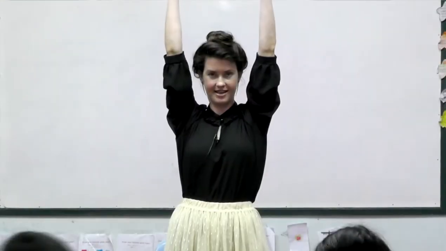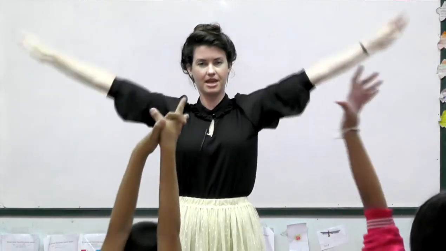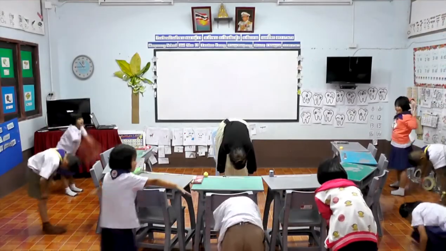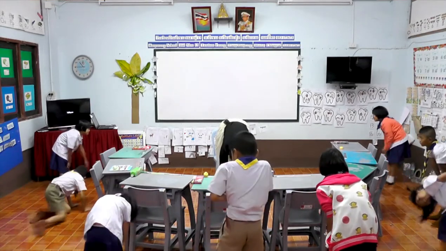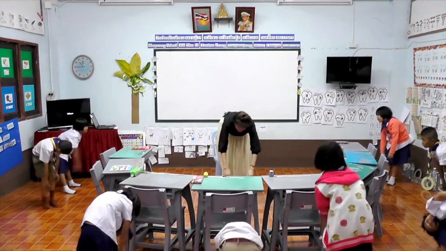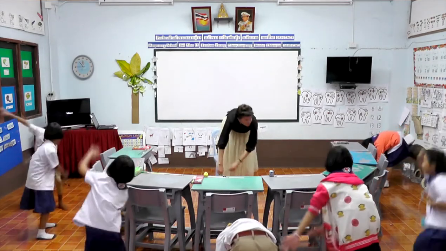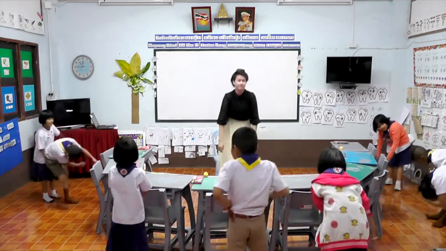Your arms up high in the sky. Go up on your toes. Make your arms into a T. And touch your toes. Touch your toes. That's right. Come up halfway and let your monkey arms hang for a little bit. Okay, stand up nice and tall.